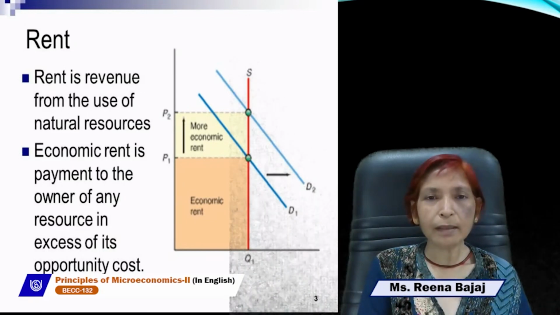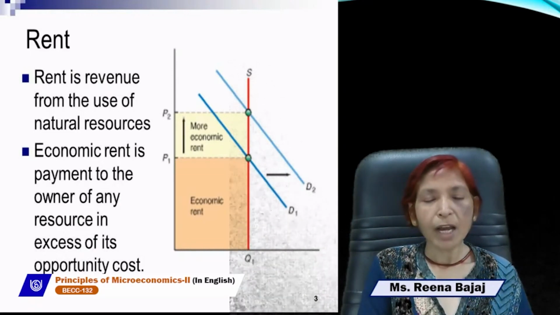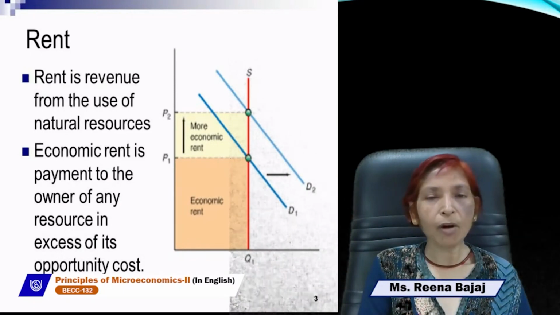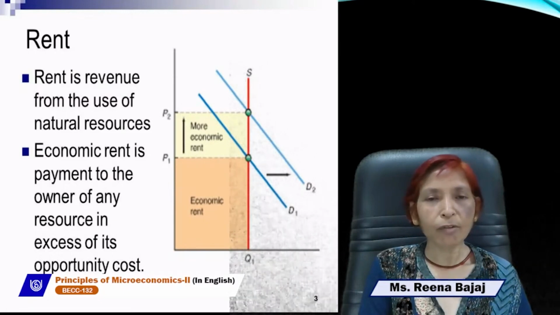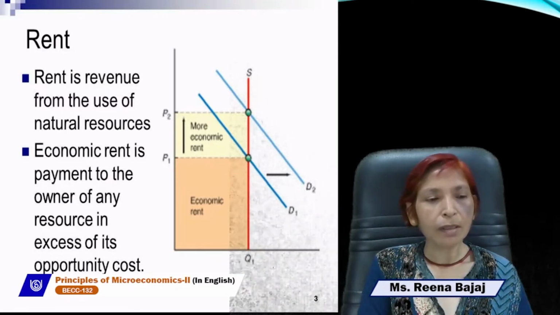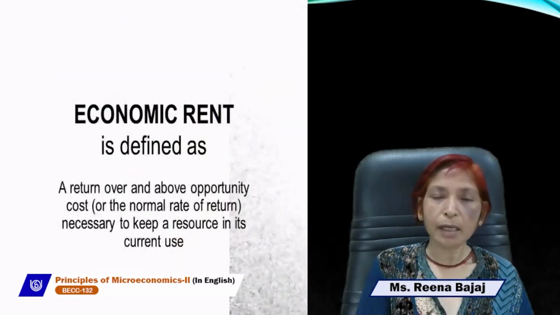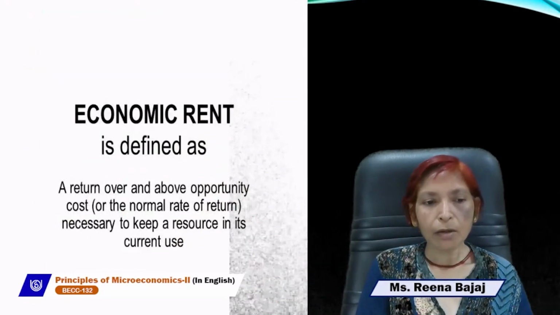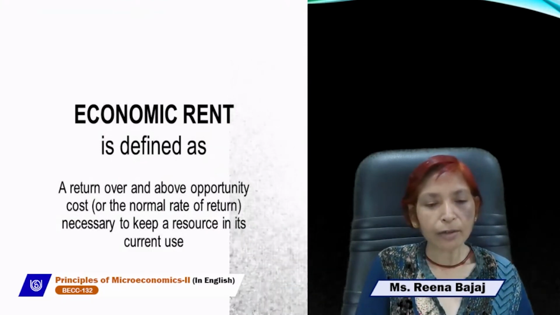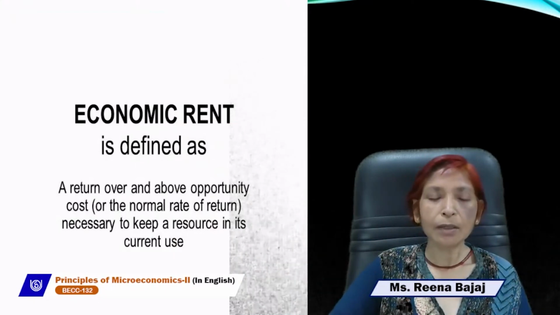But John Robinson said that rent is not the reward of using land only. We have to pay each and every factor for rendering its services in the form of wages, interest, and profit. That will be called rent, and this concept is known as economic rent. Economic rent can be defined as a return over and above opportunity cost, or the normal rate of return necessary to keep a resource in its current use.